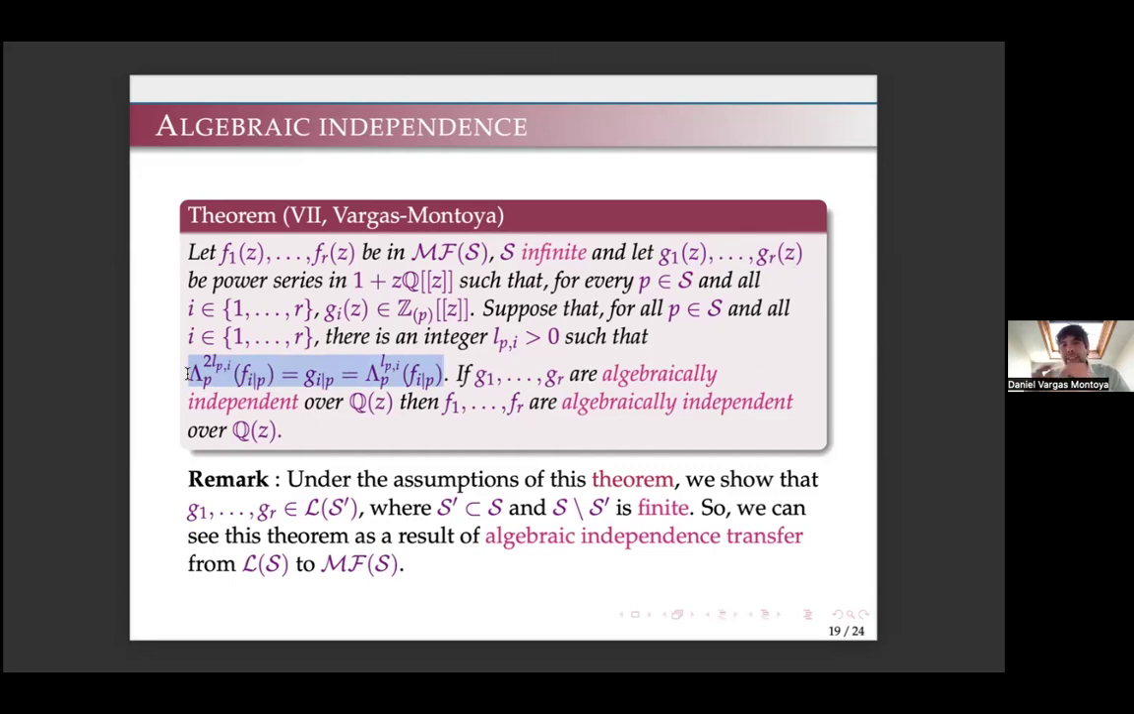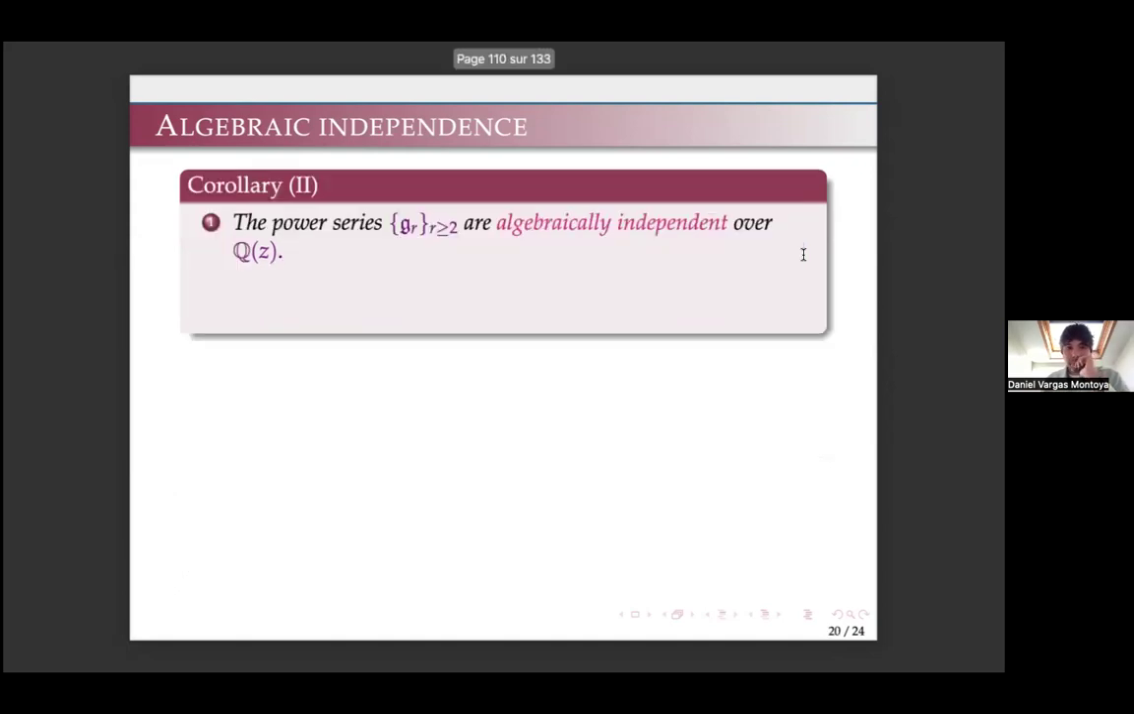But this theorem helps to study the algebraic independence of some elements in MFS which are not in LS, but it's not so general because in many cases we don't know if these auxiliary power series exist. Okay. However, we can apply this theorem to some power series, as for example, the power series GR for R bigger than 1 are algebraically independent over Q(z).